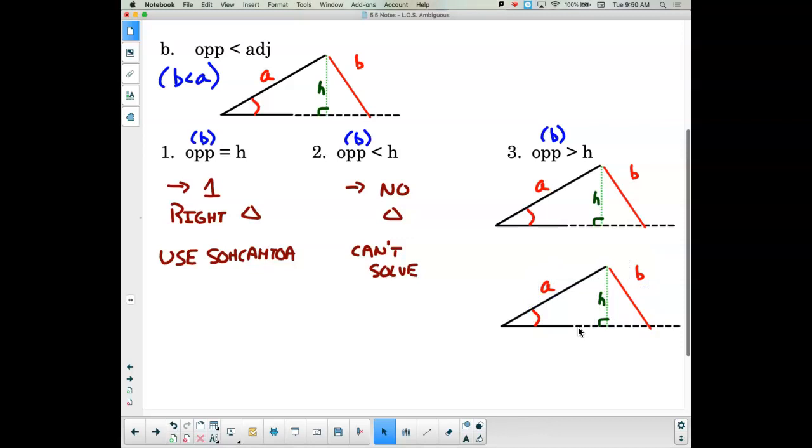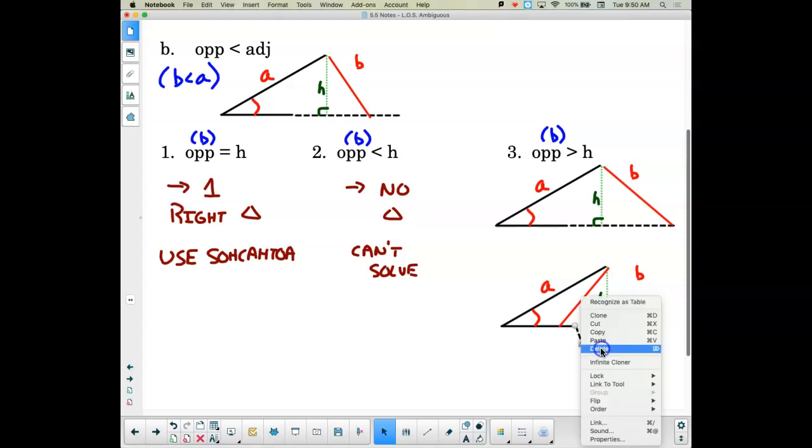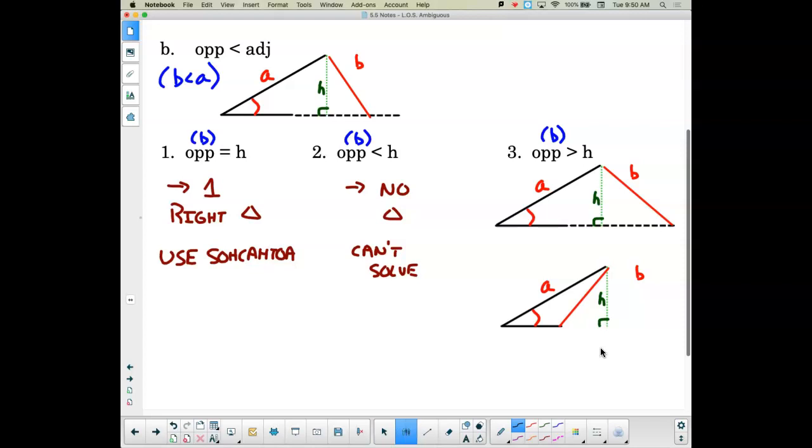So if that's the case, where the opposite side is longer than H, you get 2 triangles. There and there. You get 2 triangles that get formed. And that's the ambiguous case. Oops, I've got to move B.